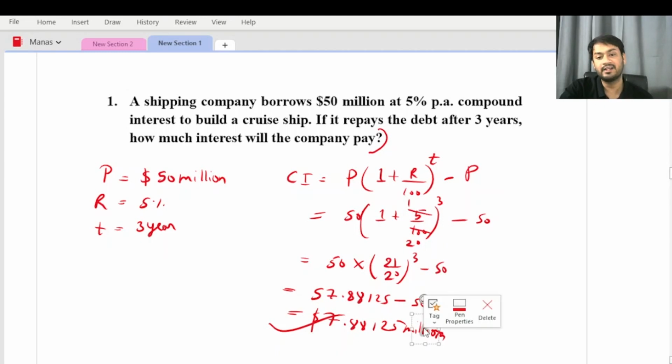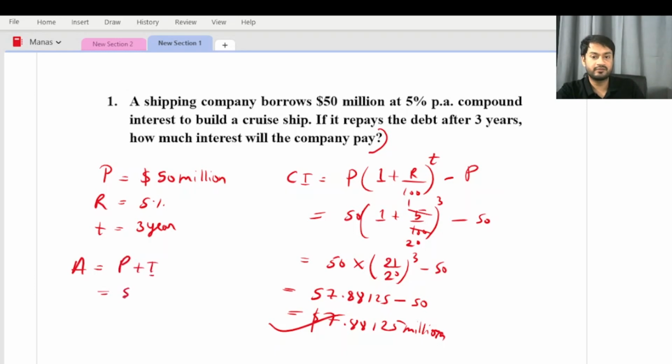After that he needs to pay 50 million more. So 50 million is the principal, and see, this is the compound interest. So the total amount which he needs to pay to the bank will be principal plus interest. So principal is 50 million plus 7.88125. So the total is 57.88125 million dollars he needs to pay back, right?